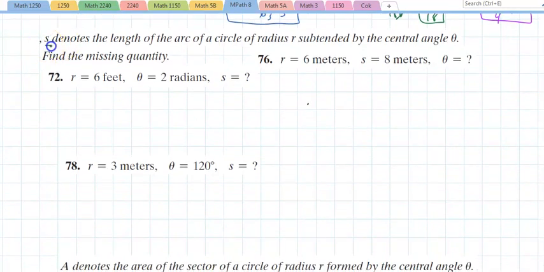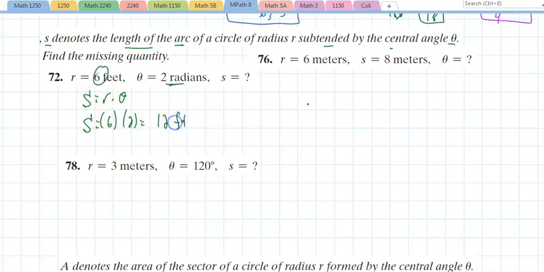Well, let s denote the arc length, and let theta be the subtended angle. Find the missing one. Well, s, r, and theta, we know that s equals r times theta. What's the catch? Theta must be in radians, and it is. So find s. Well, s equals, what's the radius? 6 feet times 2, that would be 12. The units for s is always feet, and the units for area would have been square feet if that was the case.